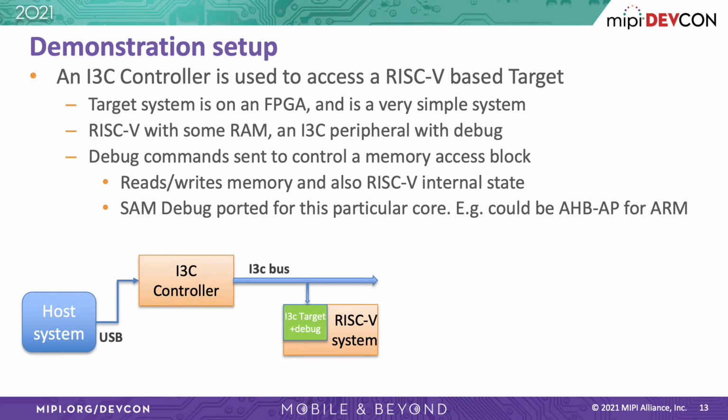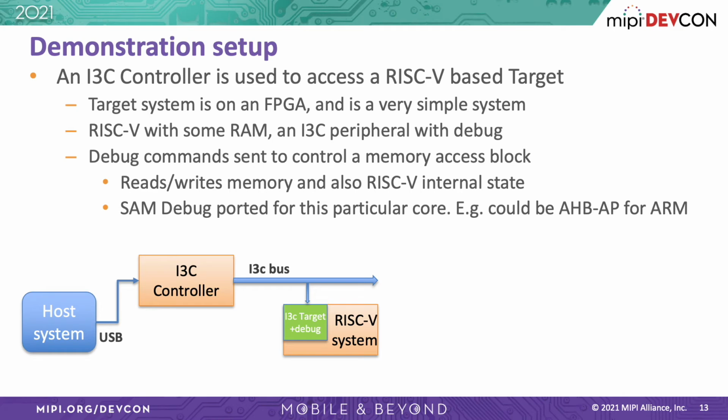So we have a hosted system that's running a debugger. In this case, we're communicating over USB to an I3C controller running on an FPGA. So this would be like an MCU-based controller, or other, could be an apps processor. It's communicating over the I3C bus, in this case to a target system. We're only going to show one, but of course it could be as many as you like. That target system is running a RISC-V processor, and we have I3C target IP that's also target plus debug. So we have application things going on, but we also have a debug system. And this allows access to the memory system and to the processor.